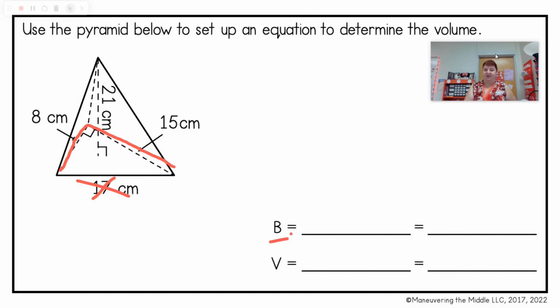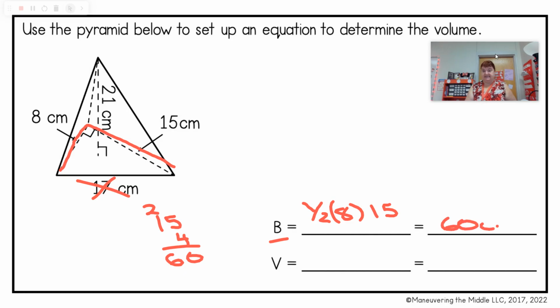Okay, that's going to be my area of the base. 1/2 of 8 times 15. Now I'm going to take 1/2 of 8. And so over here, I'm going to go 15 times 4. That's a lot easier. So that would be 60. 60 centimeters squared. So now down here, I'm going to take 1/3 of 60 and then times the height.